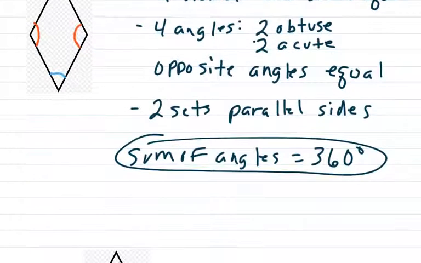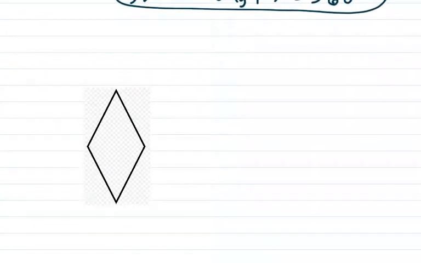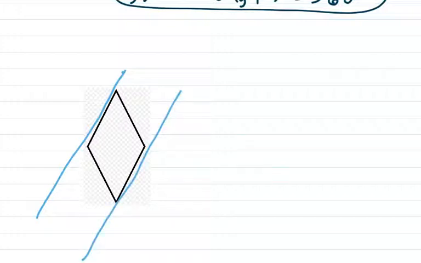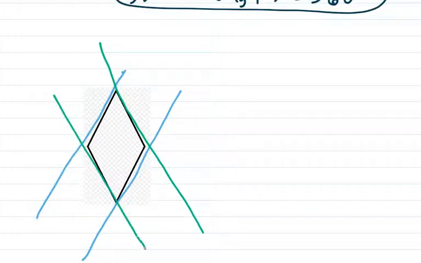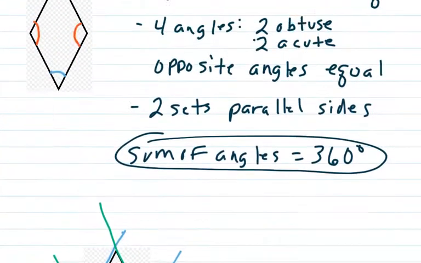And remember, this fits into the parallelogram family because it has two sets of parallel sides, and the sum of the angles equals 360 degrees. So let's look at those parallel sides. We have one here, and we have one here, and then another pair here, and another pair here. You remember, they're parallel because they will never intersect each other.